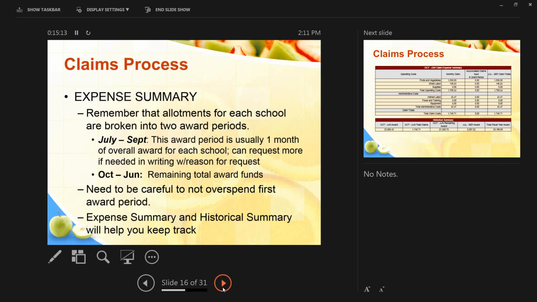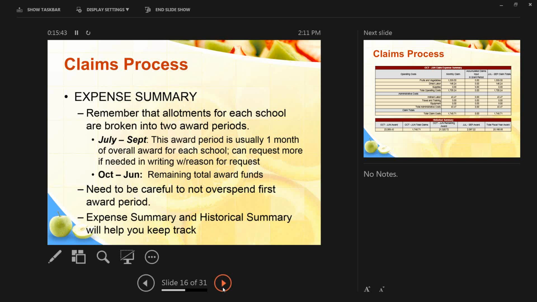Okay, so other information you can access within that CNP system is you can see what your allocation was and what amount you've spent. So on the next slide, we'll show you a screenshot of what that looks like, but just to provide some basic information, the allotment for this grant is broken into 2 award periods. So the first is July through September, and most folks just use this for September, so usually it's just 1 month of the overall award.